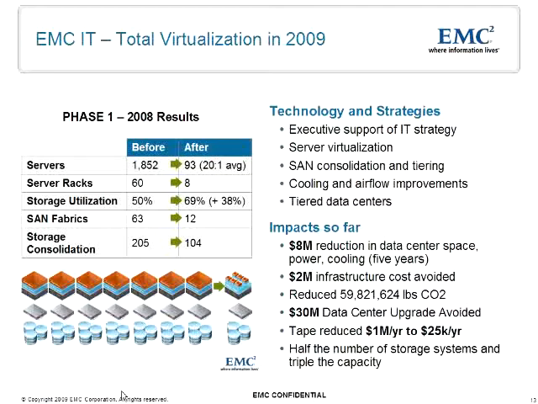I think it's very compelling. We've implemented virtualization. We went from 1,852 servers to 93 apps. Our server racks went down. We consolidated our storage, and tiering allowed us to do that. You see this utilization because instead of keeping everything on high end, things like email that are 30, 60, 90 days old we can put on a lower end storage platform. It's very rarely called up, but you still need it available. So I think this is very compelling.